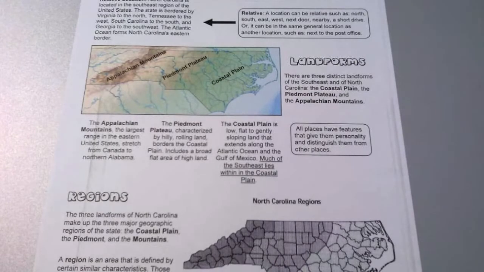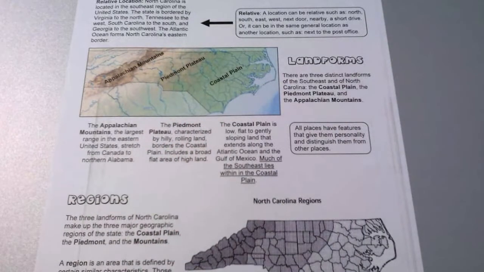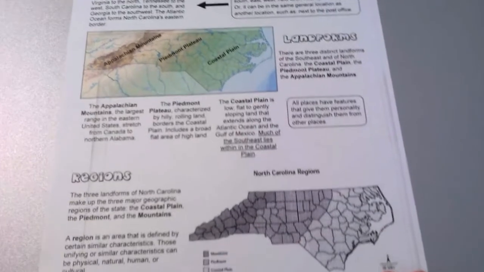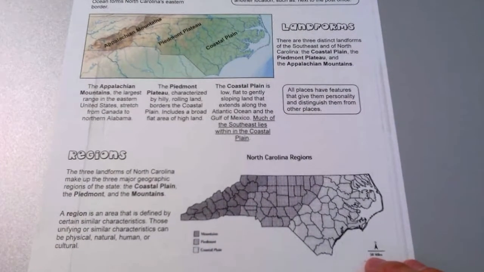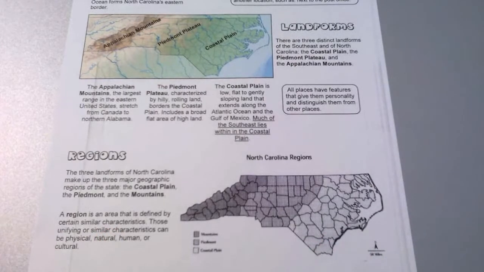And again, within North Carolina, we do have the three regions. We have the coastal plains, the Piedmont Plateau, and the Appalachian Mountains. And each one of these has distinct features that give them personality and kind of distinguish them from other places. All right? So, looking down here, we have three landforms of North Carolina that make up three major geographic regions: the coastal plain, the Piedmont, and the mountains.